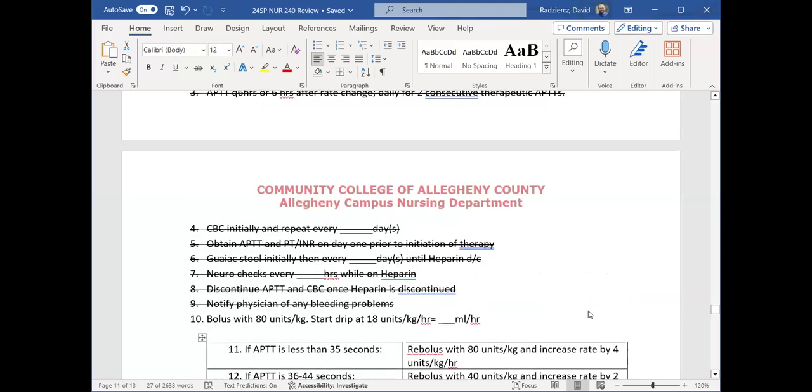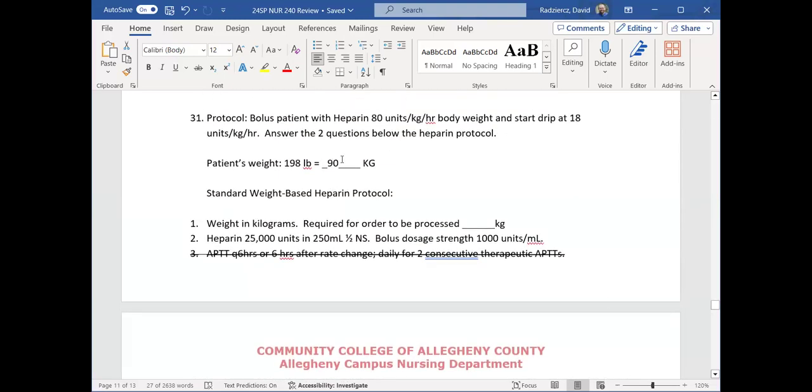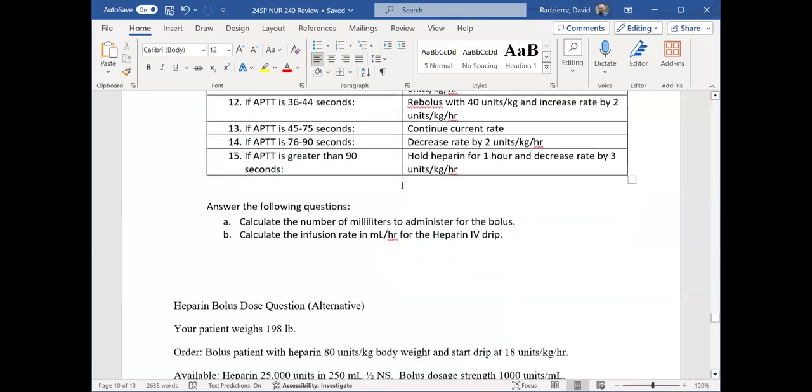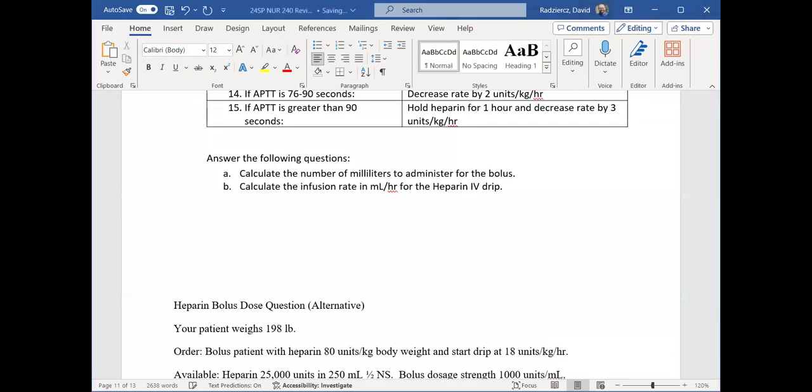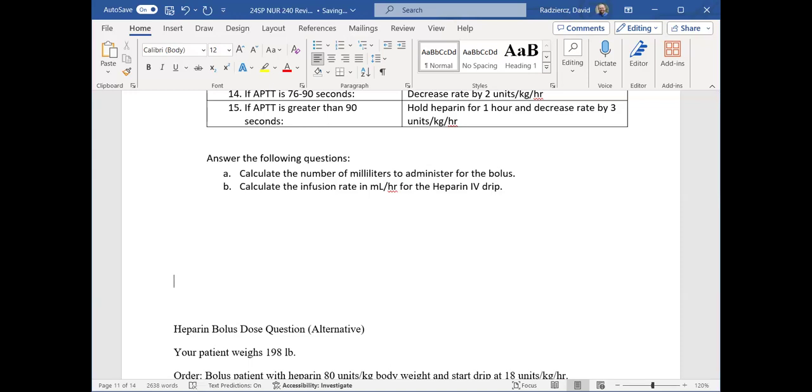So let's work through that. It looks like they already gave you the amount, unless that was Natalia's work, but 198 divided by 2.2 is 90. So it's even. It's a nice even number to work with, which is great. So let's work with that, and then let's show you how we can answer these questions. I'm going to give myself some space to write.